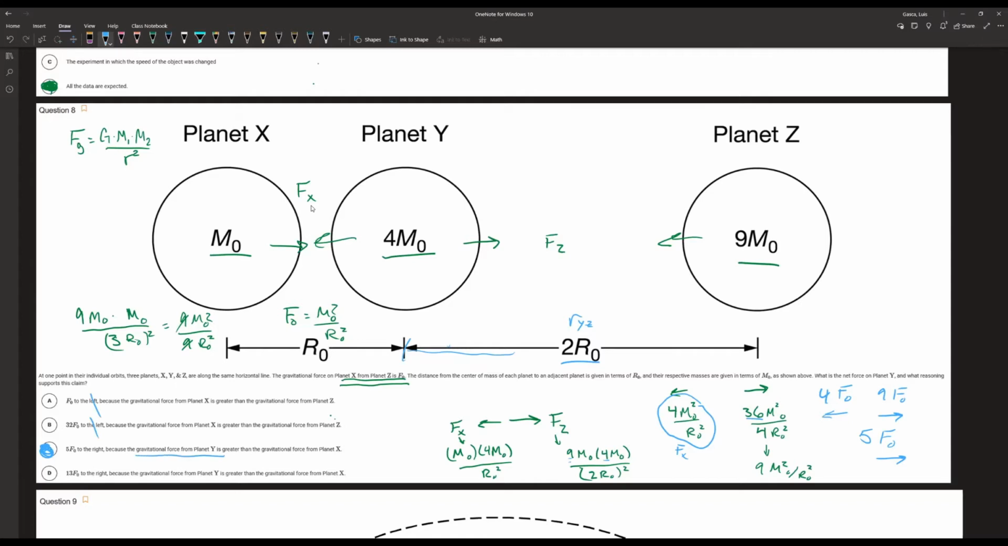And so the gravitational force from planet, hold on, let me make sure I read this question here. What is the net force on planet Y? Because the gravitational force from planet Y is greater than the gravitational force from planet X. I think here they meant Z. I think there's an error here.